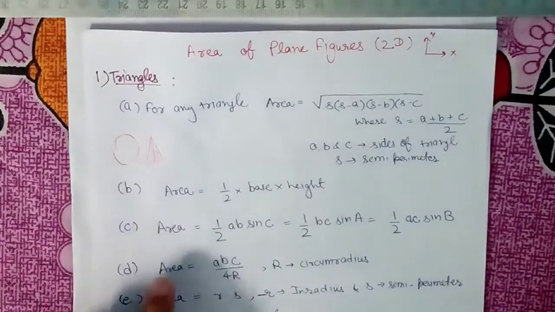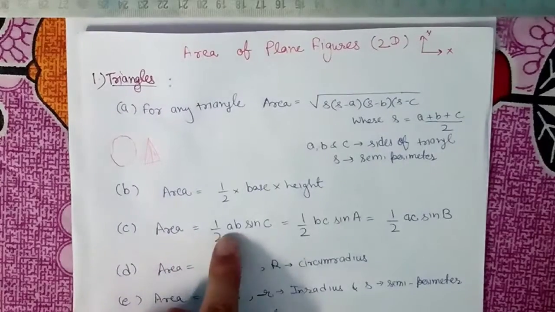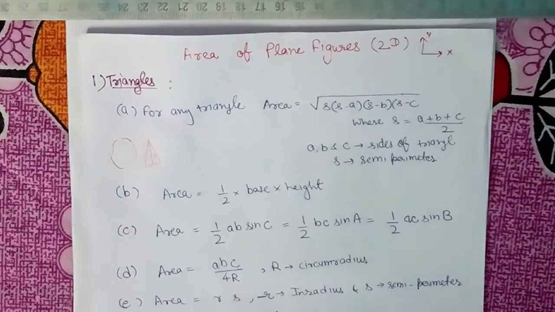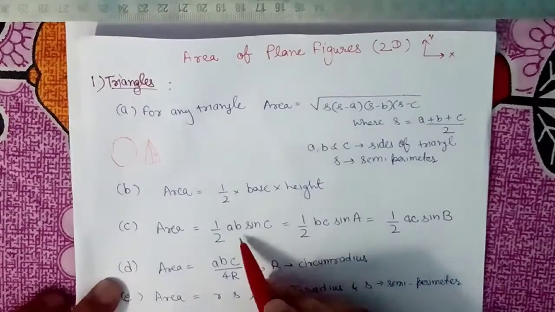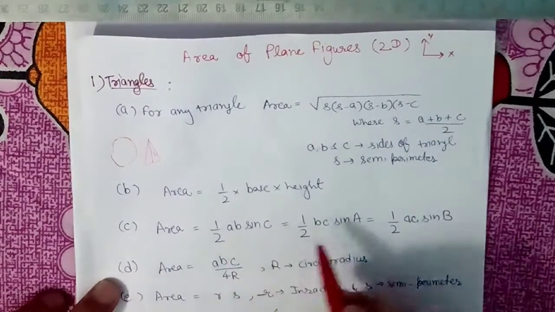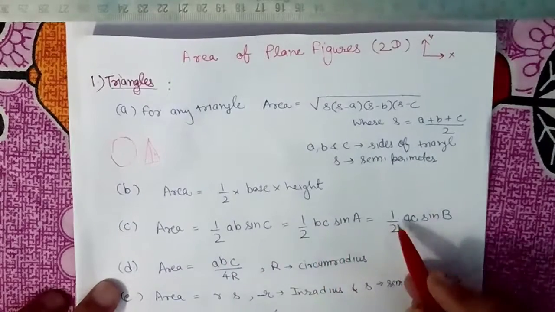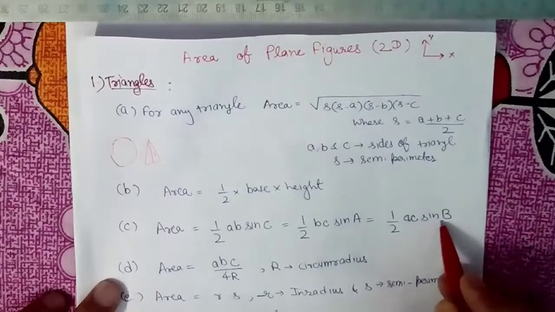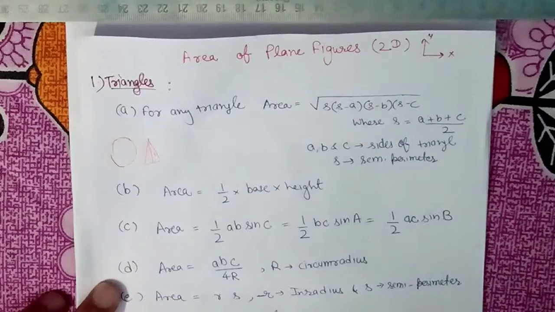Other than that, we have a formula when two sides and one angle are given. When two sides and the included angle are given, we'll apply this formula: 1 by 2 AB sin C, 1 by 2 BC sin A, 1 by 2 AC sin B. Two sides are given and the angle between them is given.